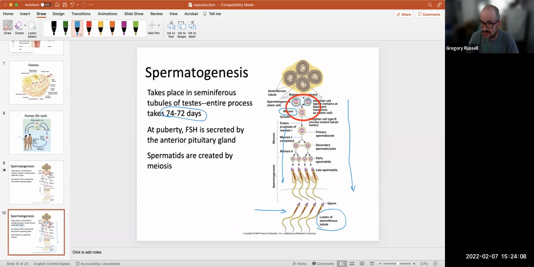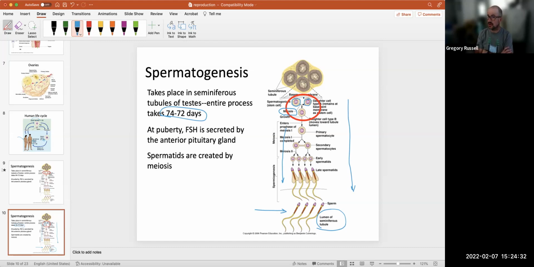This is a nonstop, continuous process from puberty until death. Now, we can see natural testosterone loss over time. Sperm production can fall off as we age, but the process, in theory, will continue indefinitely. All right. So even though we see that the process itself takes a significant amount of time, it's happening continuously.